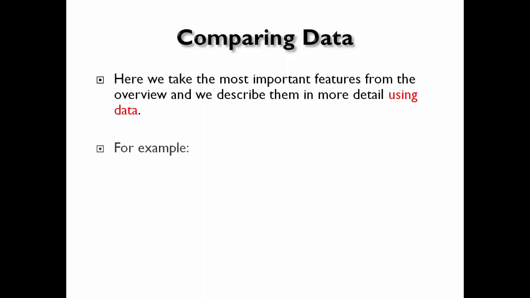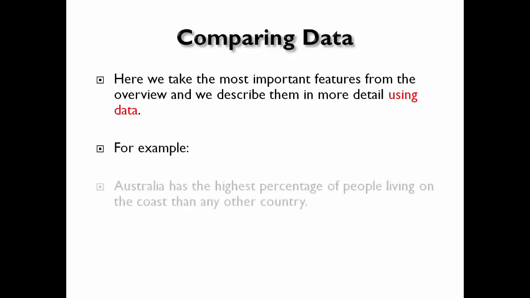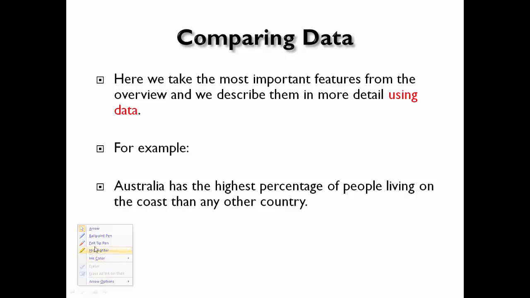So let's look at a good and a bad example. Australia has the highest percentage of people living on the coast than any other country. So do you think this is a good or a bad example? This is a bad example, and the main reason is there is no data. Okay, this is something that you would probably write in your overview maybe, but not in your details paragraph because it's not supported by data.